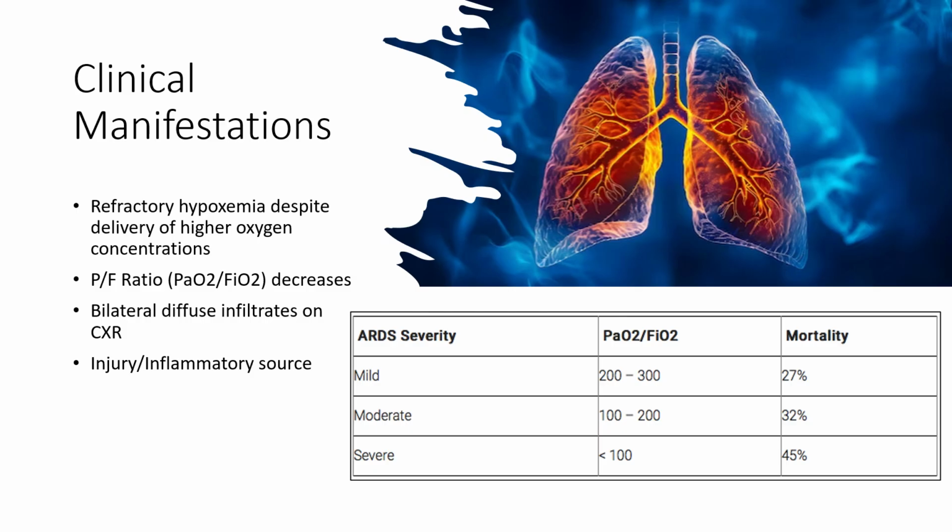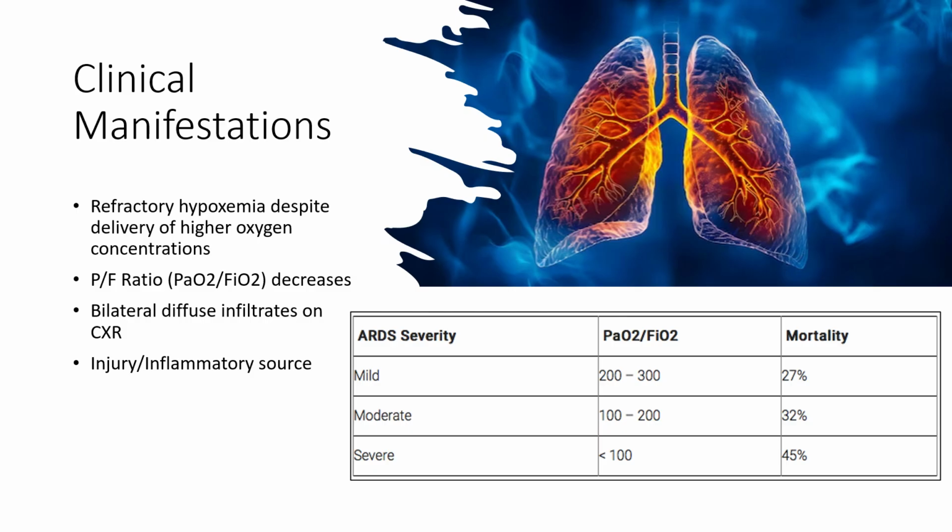The patient must be having refractory hypoxemia despite the delivery of high concentrations of oxygen. And their PF ratio has to be 300 or less. And your PF ratio is just a measurement that compares the amount of oxygen in the arterial blood to the concentration of oxygen being delivered to the patient.